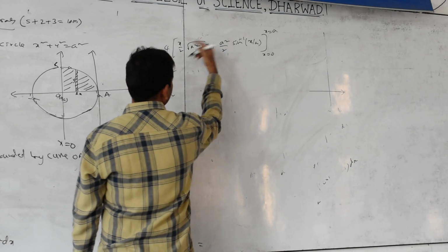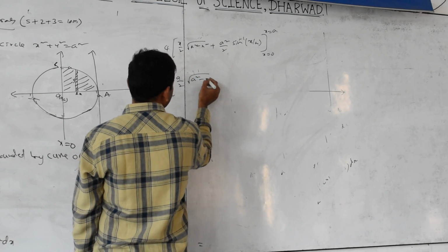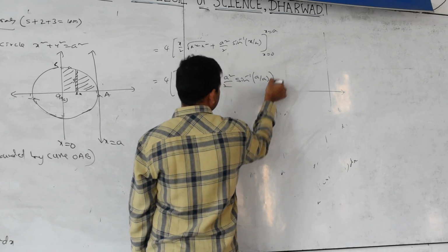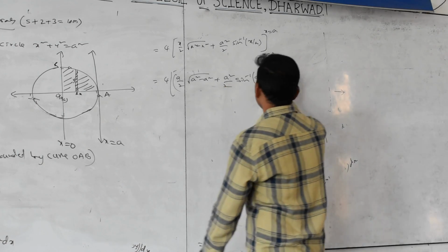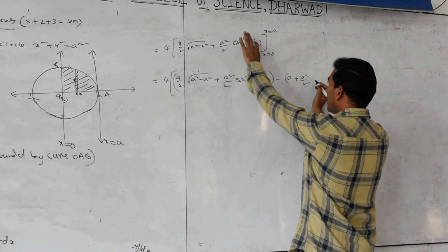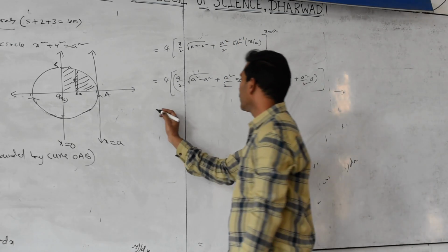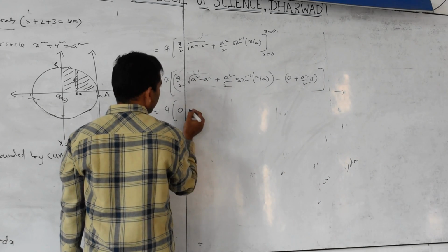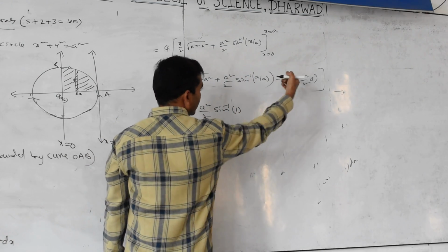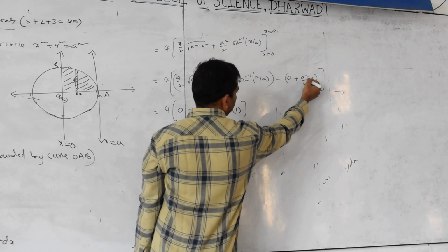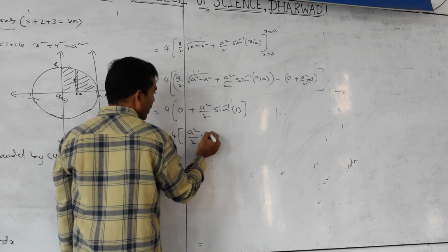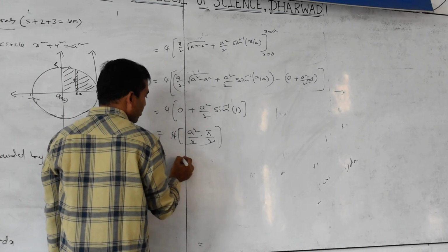Apply the upper limit: a by 2 root of a square minus a square plus a square by 2 sine inverse of a by a. This is the upper limit minus the lower limit x equal to 0: 0 plus a square by 2 sine inverse 0 by a, which is 0. So 4 into 0 plus a square by 2 sine inverse of a by a, which is 1. The first term is 0. Now 4 into a square by 2 into sine inverse of 1, which is pi by 2. It cancels to pi a square.